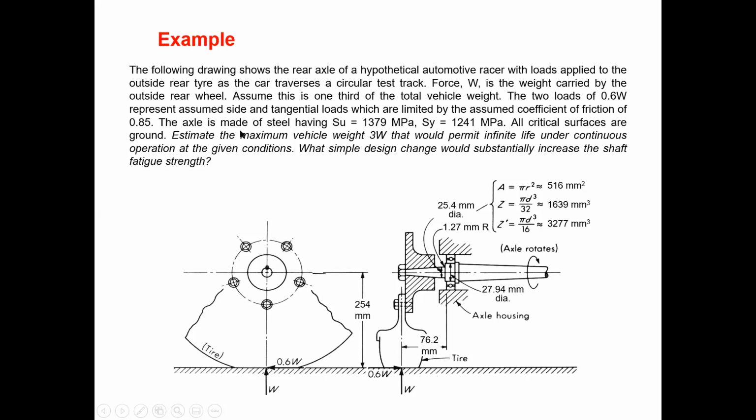The axle is made of steel having ultimate tensile and yield strength given. All critical surfaces are ground. Estimate the maximum vehicle weight 3W that would permit infinite life under continuous operation at the given condition. What simple design change would substantially increase the shaft fatigue strength? So there are 2 questions. First, estimate the maximum vehicle weight 3W. Then you need to give a simple design change to substantially increase the shaft fatigue strength.